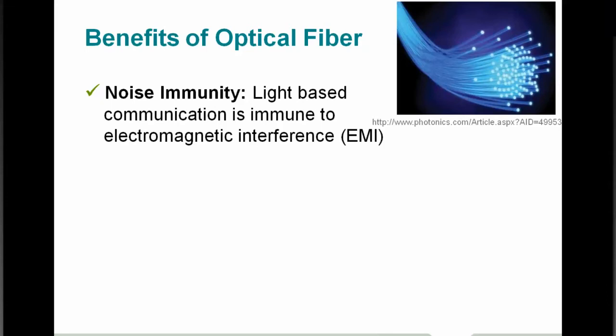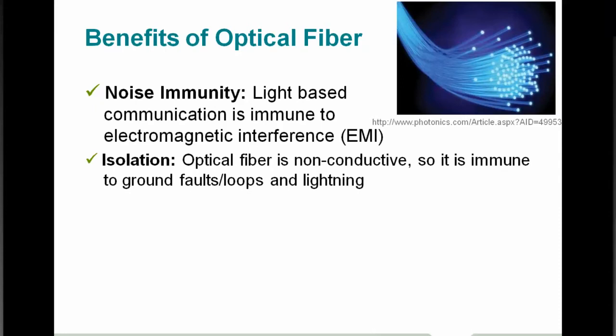Number two, the isolation. Those of you working in factory automation or plant applications know that grounding is a huge problem, particularly when you start to run cabling outside of the control panel. Optical fiber is not conductive, it's not carrying electrical signals. It totally isolates you from ground faults and ground loops, and you don't have to worry about that anymore.